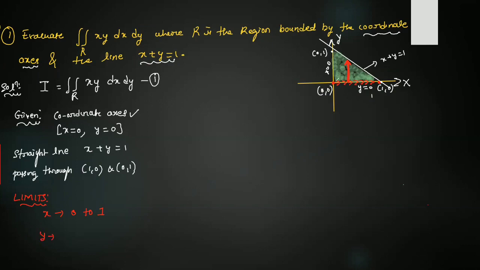What is the lower boundary equation? Y is equal to 0. Correct. What is the upper boundary equation? X plus y is equal to 1, so y is equal to 1 minus x. Is this correct? All of you understood? Yes, sir. Okay, shall I repeat once again?